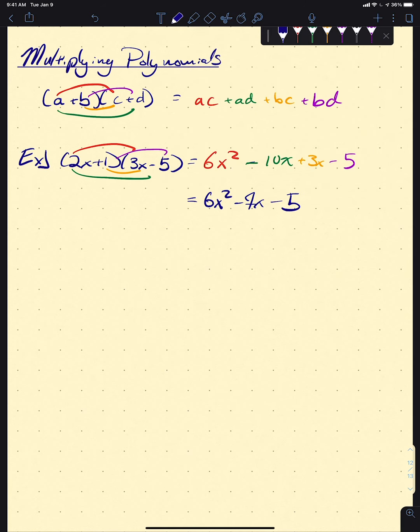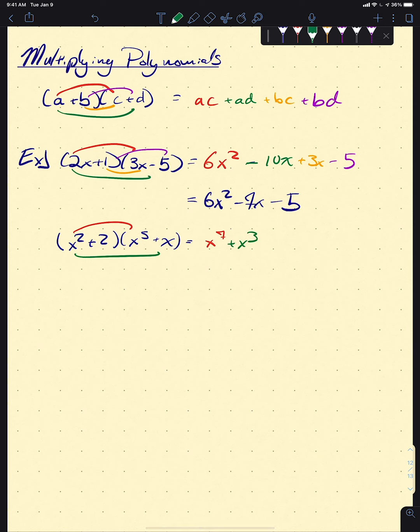And there's nothing special about having to use two linear terms like this. We could do something like x squared plus 2 times x to the 5th plus x. And this breaks up in a similar way. We would do our first terms, which gives us x to the 7. Our second term gives us x cubed. Our third term gives us 2x to the 5th. And our last term gives us 2x. Expanded, nice and simple.